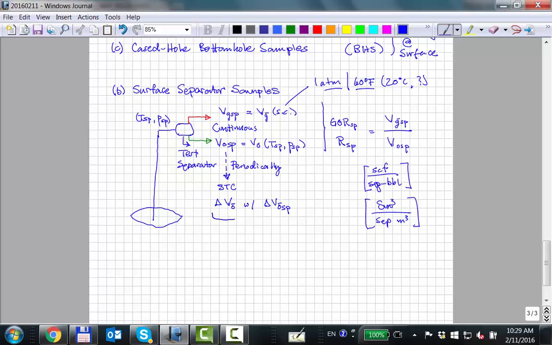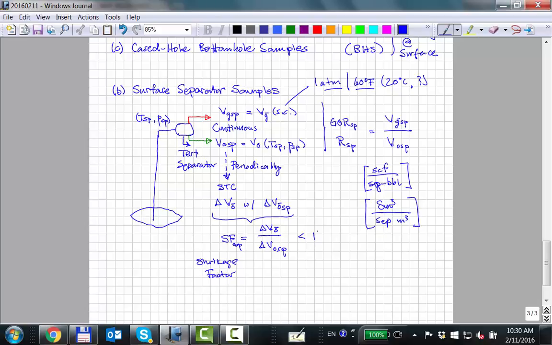And then with these two numbers, during that period, they will give you what's called a shrinkage factor. Shrinkage factor of the separator oil, which is just delta the stock tank barrels per separator barrels. Okay? It's going to be less than 1.